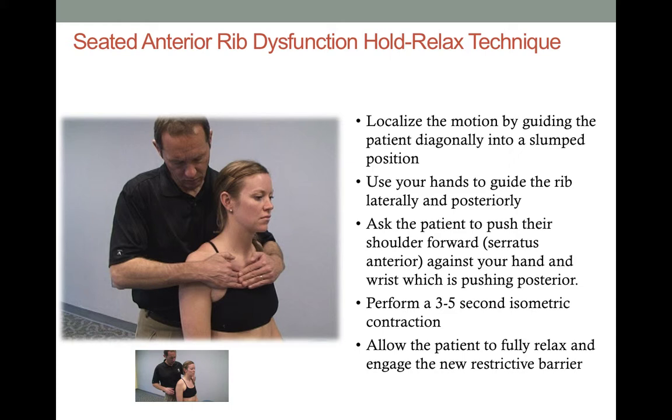This is a technique we will get a chance to practice in lab. With this technique, we are trying to address a rib that we find to be anterior. Thus, we will be pressing posteriorly on the rib and then ask the patient to contract their serratus anterior to elicit a posterior pull on the rib.